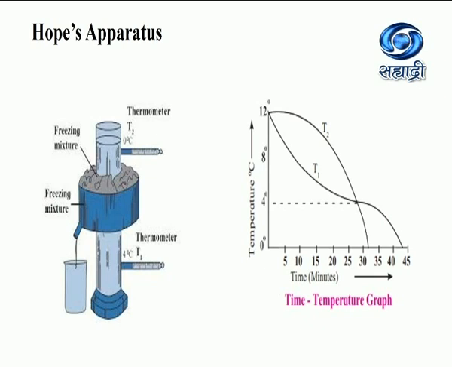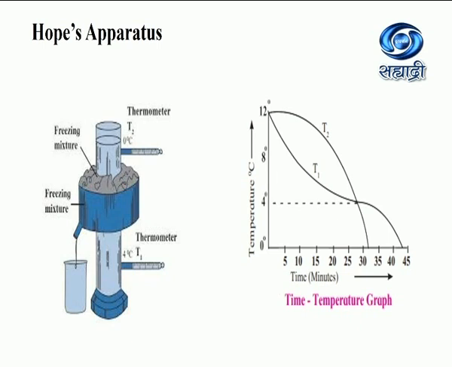How does this happen? Initially, the temperature of water at the middle part of the cylinder lowers due to the freezing mixture. Its volume decreases and density increases, and it moves downwards. Thus, T1 shows a rapid fall in temperature. This continues till the temperature of water becomes 4 degrees Celsius.